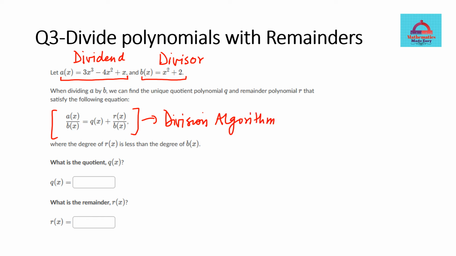So let's understand what the question is asking. When dividing a by b, we can find a unique quotient polynomial, that is your q(x), and your remainder polynomial, which is r(x), which satisfy this given equation. So this is actually your division algorithm, where the degree of r(x) is less than the degree of b(x). That's very important, and that is when we stop the division. So the question is asking you two things. Number one, the quotient polynomial q(x), and number two, the remainder polynomial r(x).